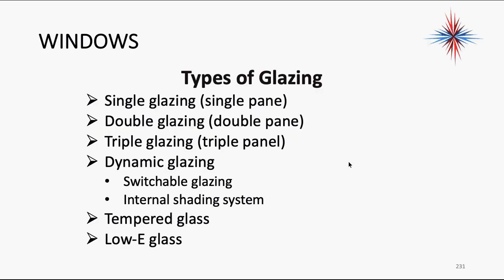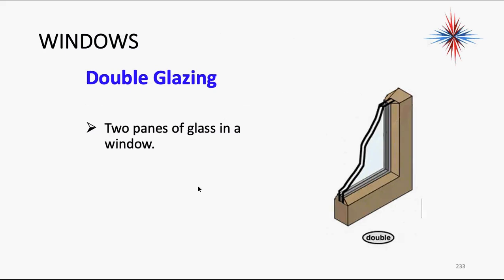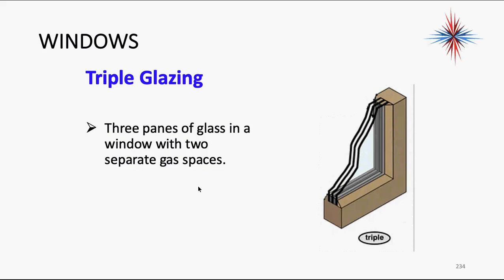Glazing. We've talked about it a few times. We have single glazing, double glazing, triple glazing, dynamic glazing, tempered glass, and low E glass. All glazing is talking about is basically the number of panes. Single glazing, 1 pane of glass, single pane. Double glazing, 2 panes of glass in a window. Triple, 3 panes of glass.